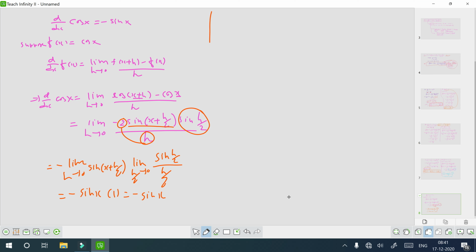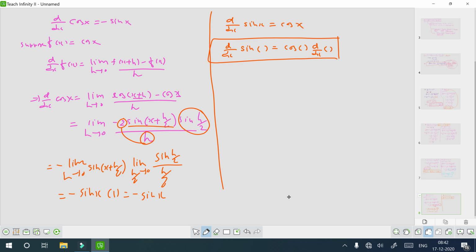Now see one thing. We've seen that d by dx of sin x is equal to cos x. And how will we remember it? d by dx of sin of some function is equal to cos of some function times d by dx of some function. This has to be remembered. For this, write d by dx of cos of some function is equal to minus sin of some function times d by dx of some function.